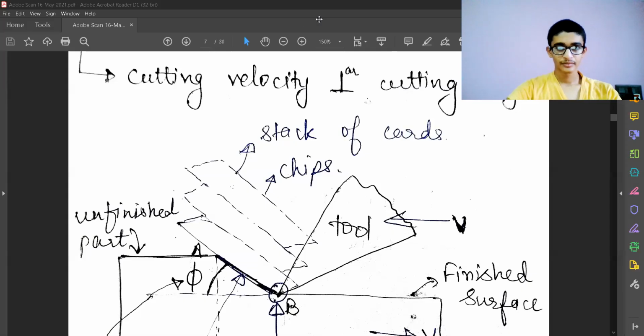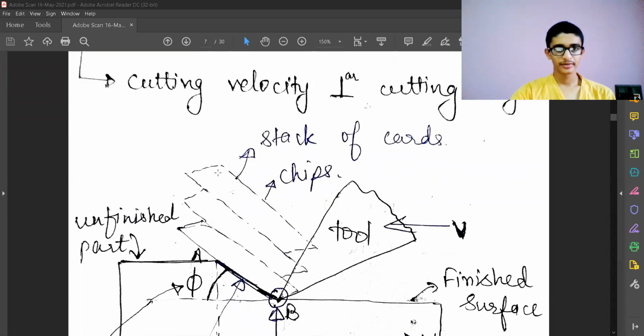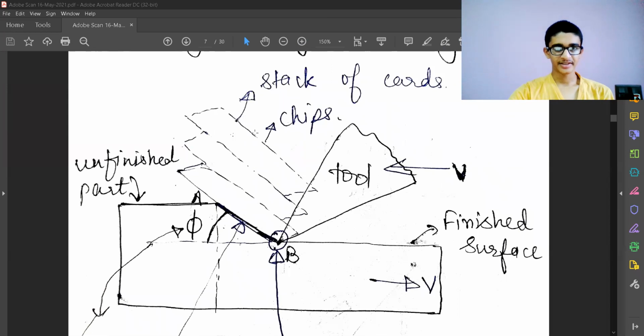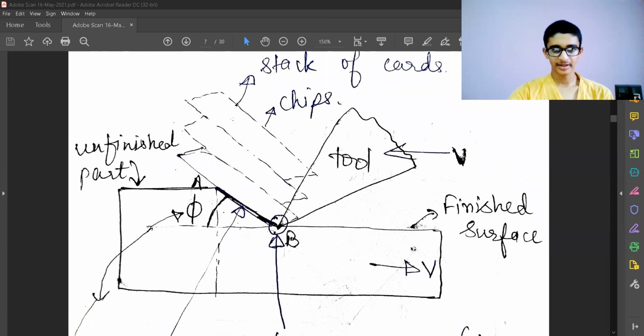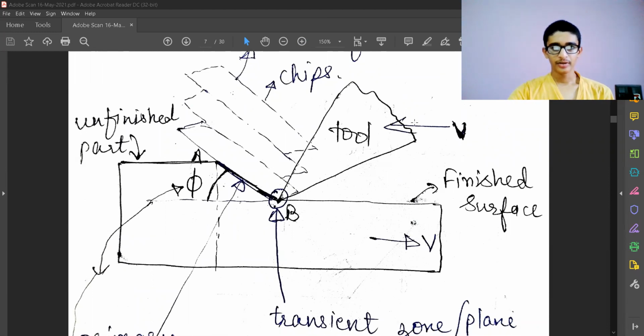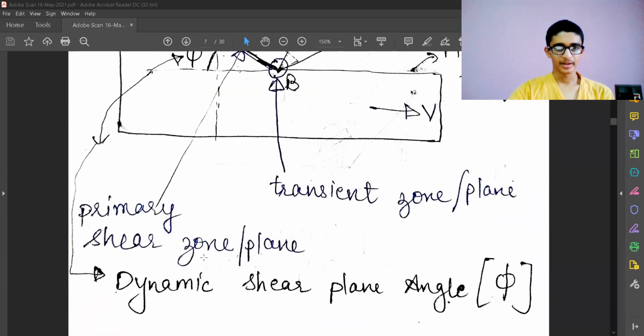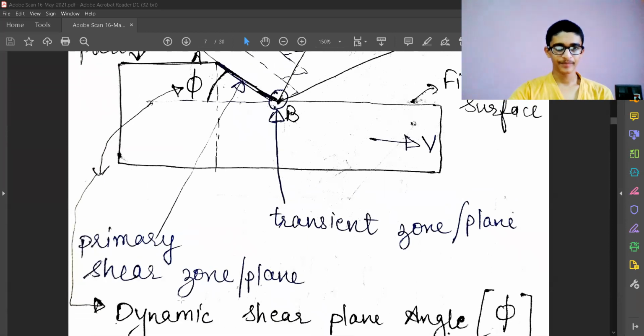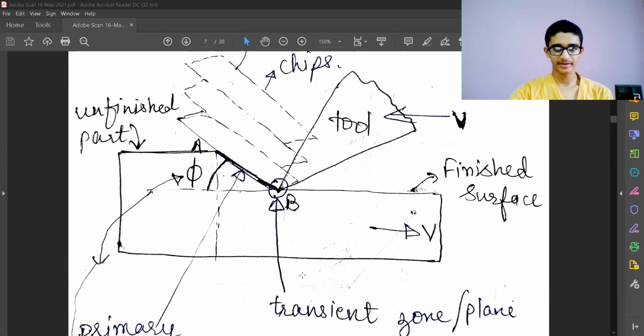We have this figure in which there are stacks of cards which are chips, and this was the unfinished product, this was the finished product. This was the tool, which has a relative motion with velocity v, or the job has a relative motion with velocity v with respect to the tool. In total there is a relative motion between the tool and workpiece, and that velocity is v. This is the angle phi, which is called the dynamic shear plane angle phi. The primary shear zone was shown and the secondary shear zone is known. The transient plane is making this. This is AB, and these are the chips.